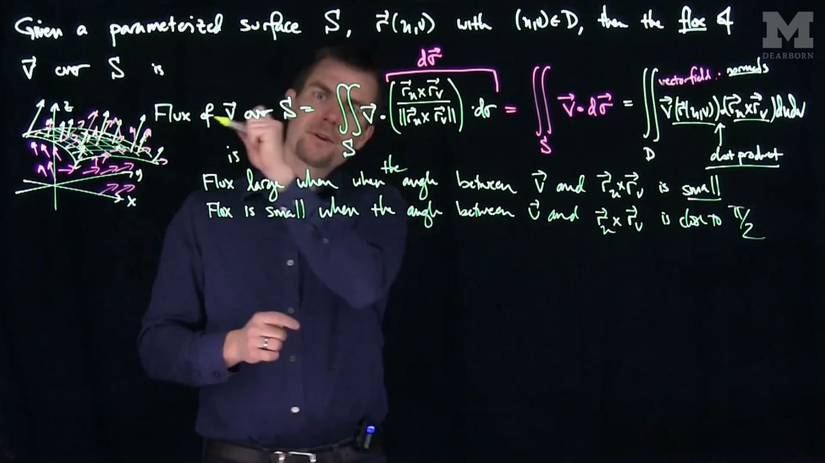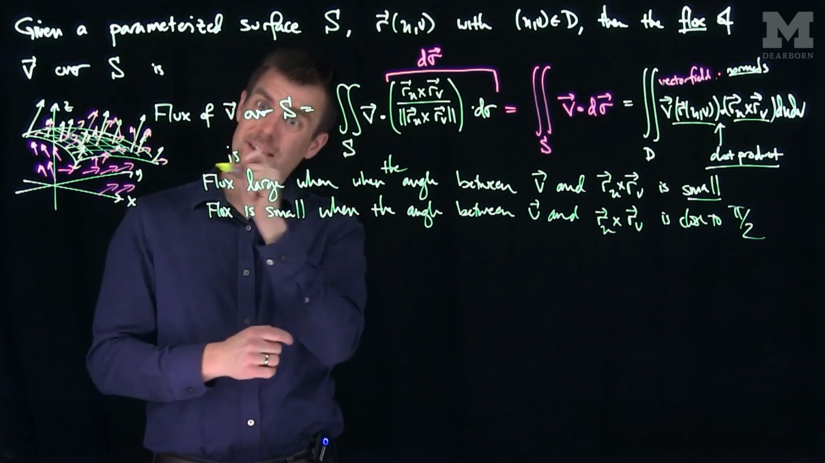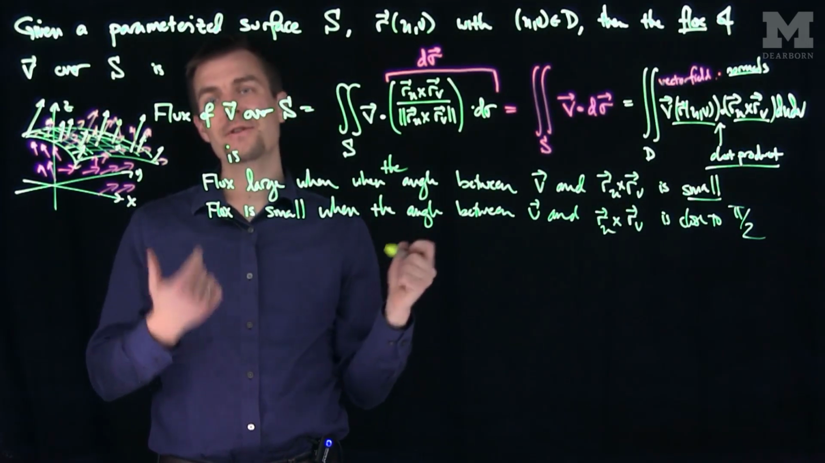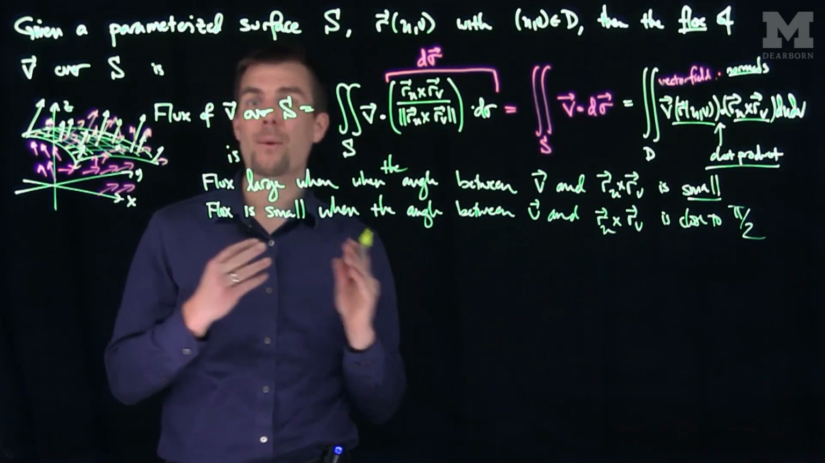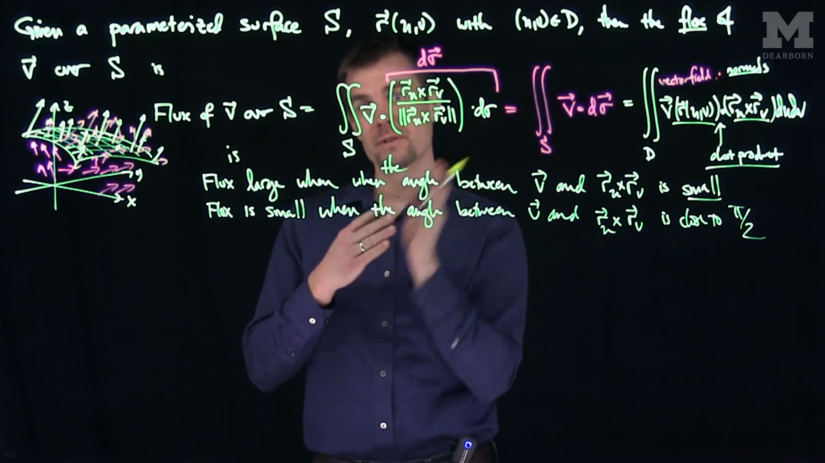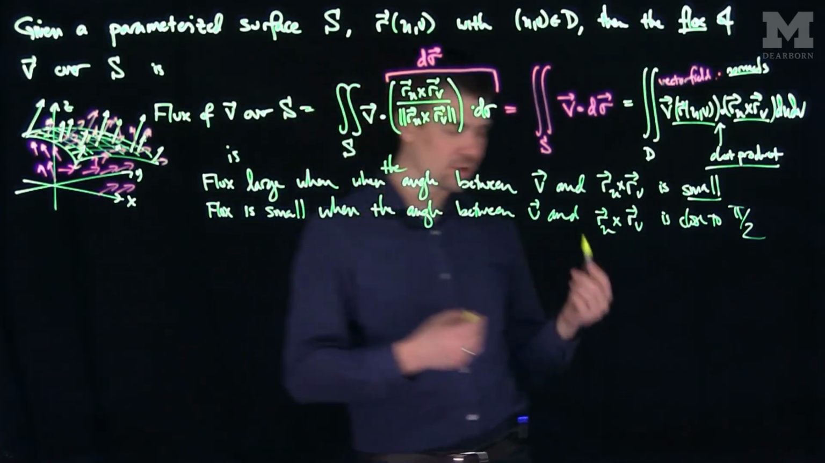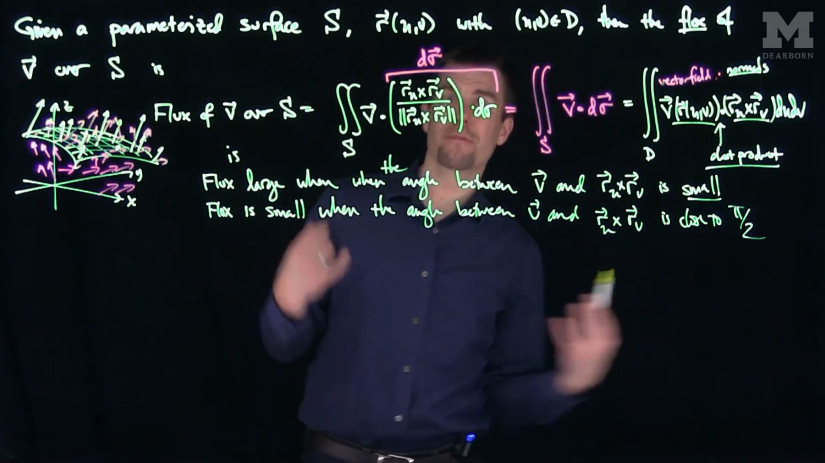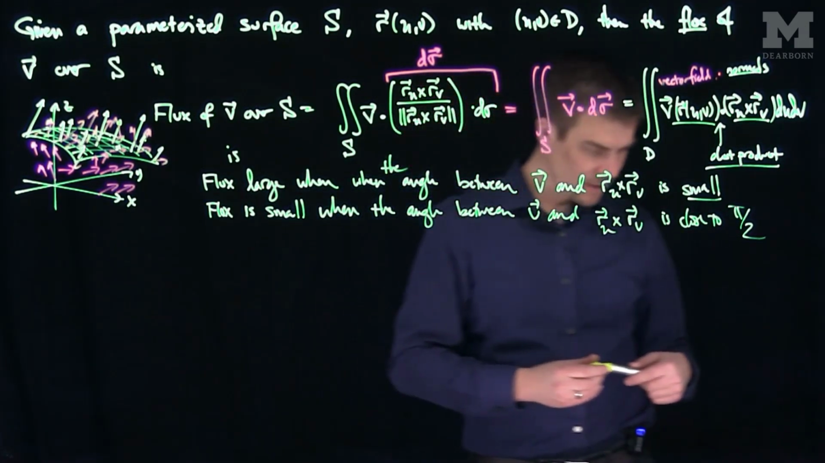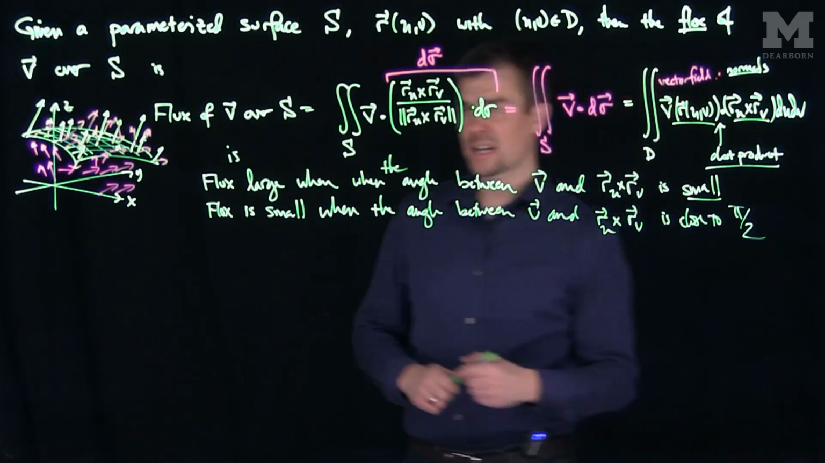So if your vector field is actually flowing along the surface, then your flux is very, very small. However, if you're in line with the normal vector to the surface, if you're trying to exit the surface, then your flux is going to be large. So the flux is a measure of how fast you're traversing the surface, if at all. Okay? So let's see an example of computing flux.